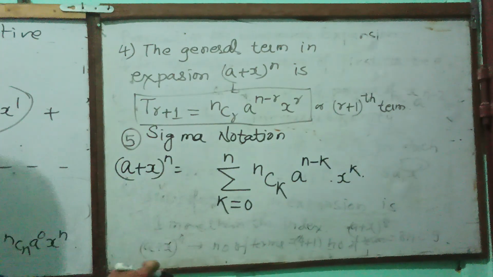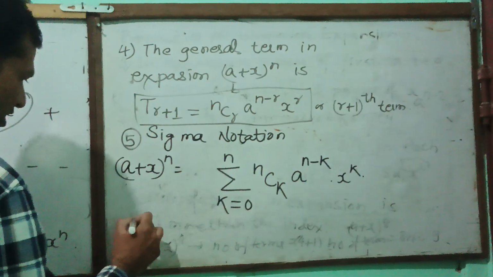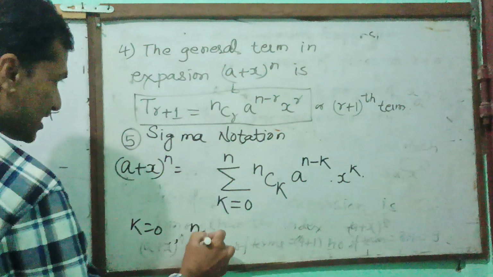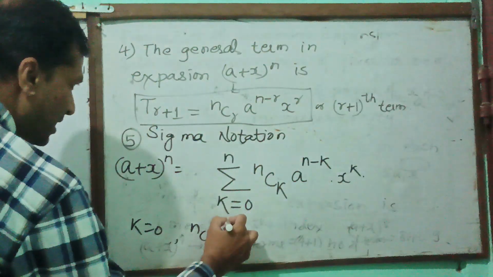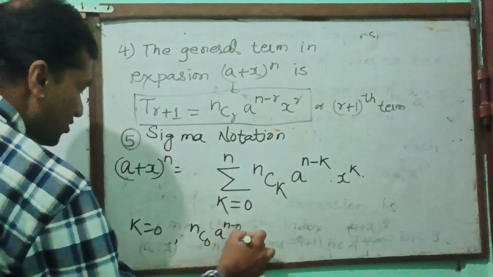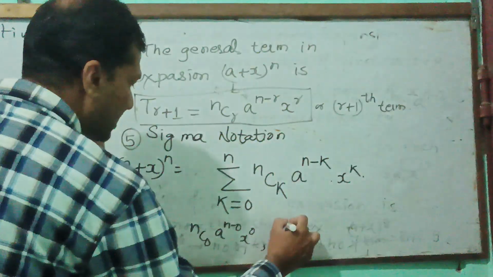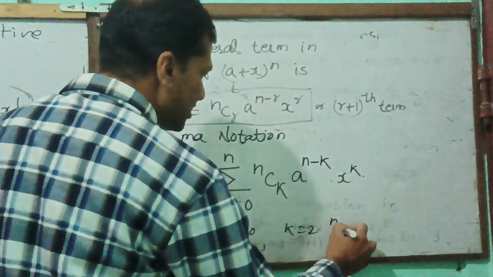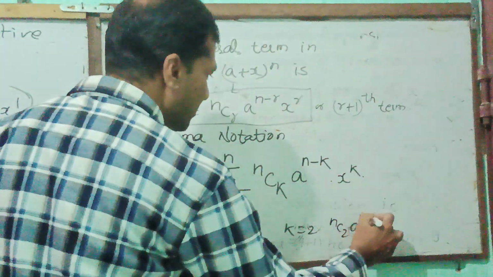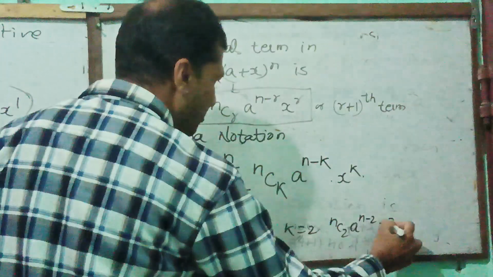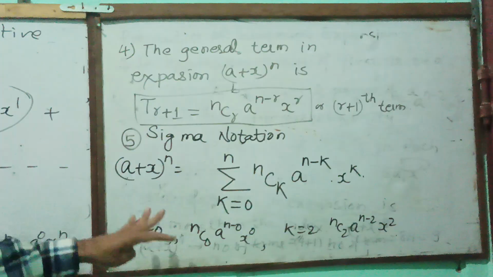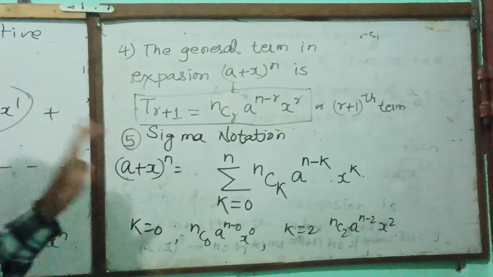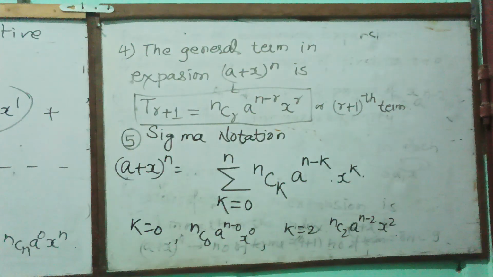If k is equal to 0, this one becomes nC0 a to the power n minus 0, x to the power 0. If we put k is equal to 2, then this term becomes nC2 a to the power n minus 2, x to the power 2. So this is simply the sigma notation, how we can write this in the form of sigma. Okay, so this one is the fifth property.